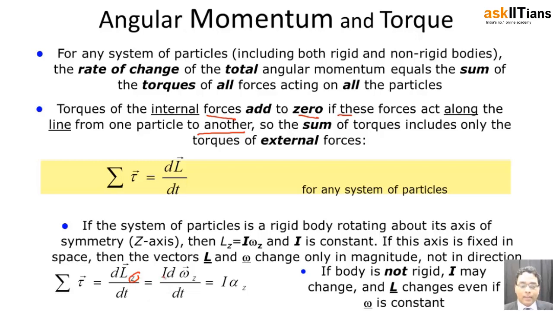L can be written as I into omega, therefore the change dLz can be written as I into omega. Here again we are assuming that the value of I is not changing. It means L changes only with omega, it does not change with the moment of inertia. The moment of inertia remains constant. Why? Because our axis of rotation does not change. Our radius of gyration does not change. That tells us that the value of I does not change. So the total torque can be written as I into alpha z.